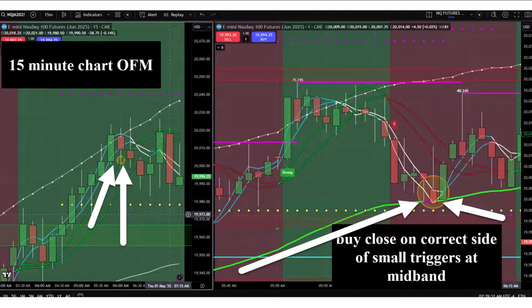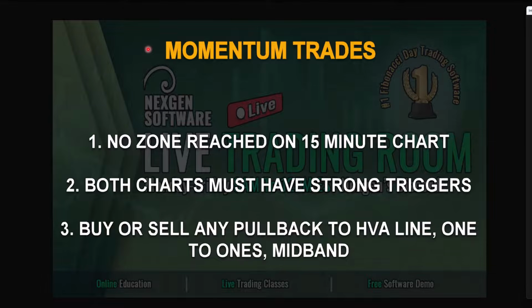Now, the other thing, one more trade that you'll be able to do for those of you guys who really like momentum.